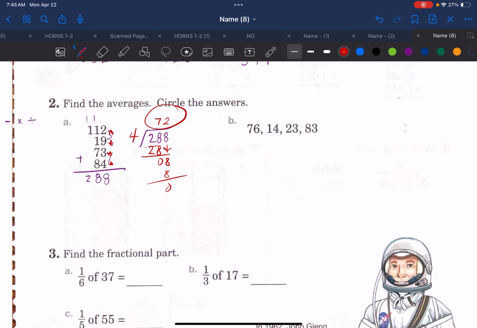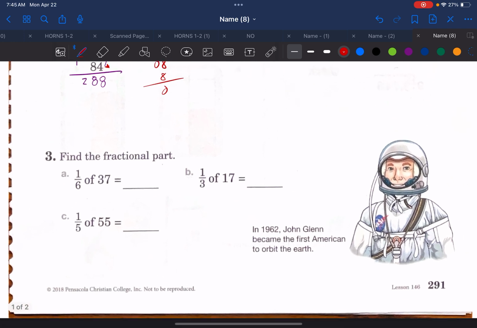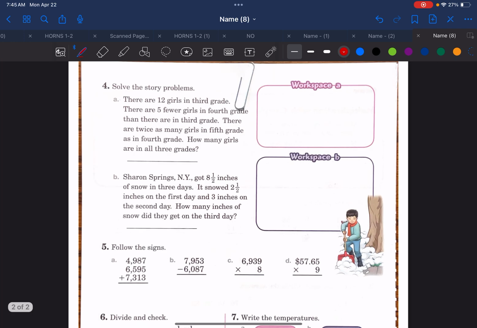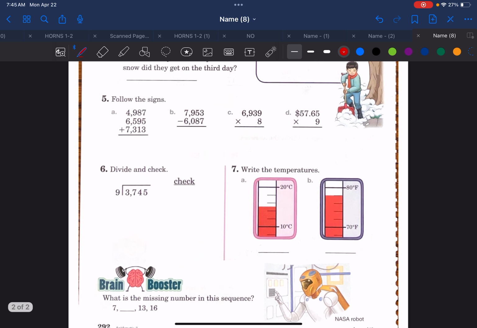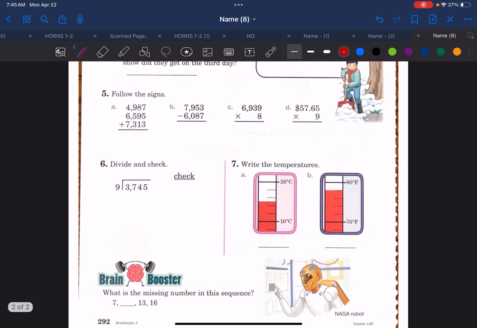All right, you've been practicing this next part quite a bit. Find the fractional part. Go ahead and do that. Story problems, adding, subtracting, multiplying, dividing, and temperature. All right, you should be able to do the rest as review. Good luck, and as always, raise your hand if you have any questions.